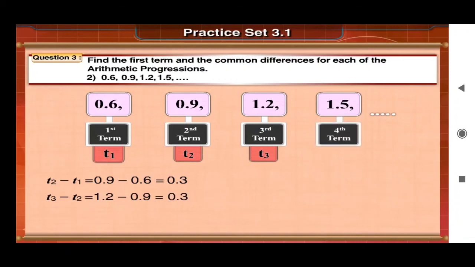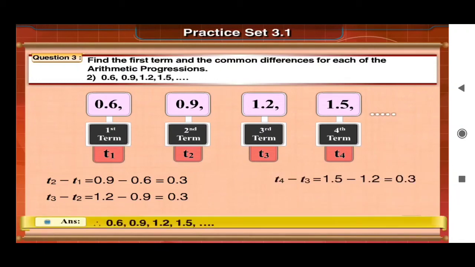The fourth term is 1.5. T4 minus T3 is equal to 1.5 minus 1.2, that is equal to 0.3. Therefore, the sequence 0.6, 0.9, 1.2, 1.5, and so on is an arithmetic progression having common difference 0.3 and first term as 0.6.